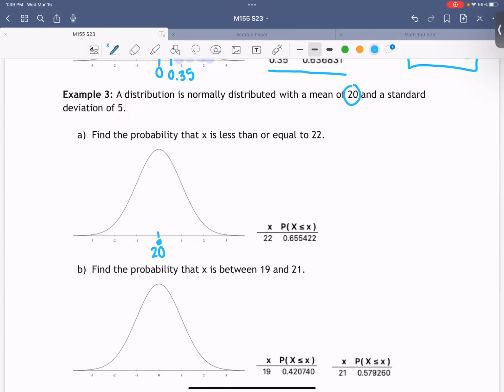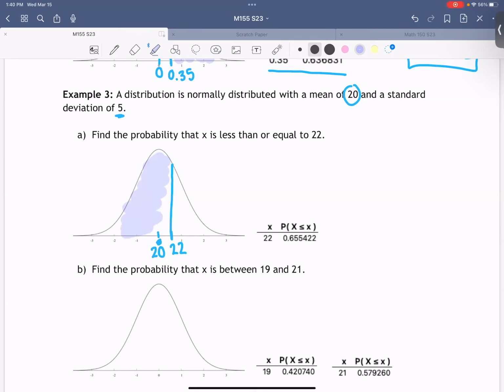Okay. And in my graph, each standard deviation isn't 1 anymore. The standard deviation is 5. So that means like if I go up 1 tick, it's got to be 25. And if I go up another tick, it's got to be 30. Okay. So that doesn't really matter. If I want to find the probability that x is less than or equal to 22 on my graph, well, it looks like 22 is going to be to the right of 20, my mean. So the x value that I'm interested in is this value here. Okay. Let's say I want to find the probability of less than or equal to 22. Looks like I have to shade into the left, right, instead of to the right.